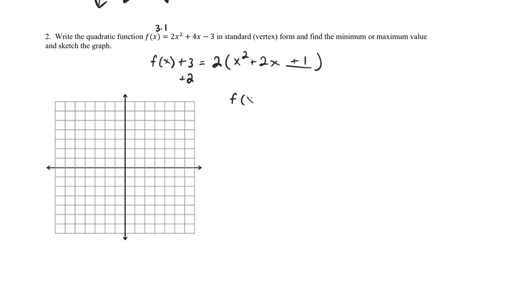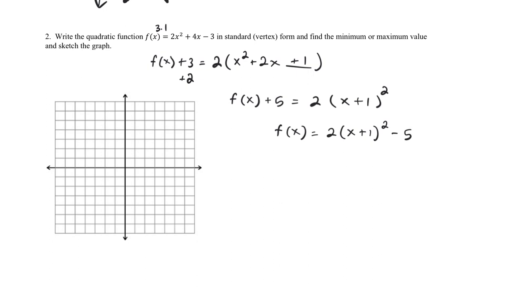So now the left side is f of x plus 5. The right side is 2 times the quantity. And then x squared plus 2x plus 1 factors into x plus 1 multiplied by another x plus 1, or x plus 1 squared. And then we can move this 5 back over here by subtracting. So we're going to have f of x equals 2 times x plus 1 squared minus 5.